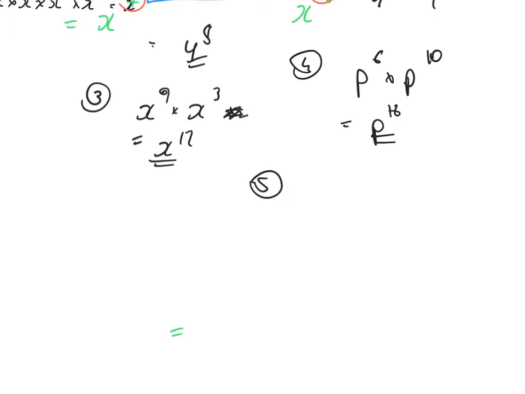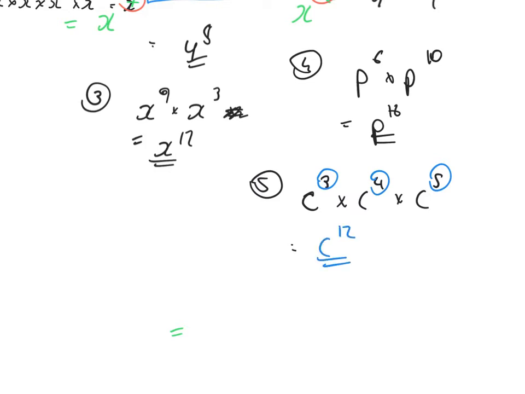Let's look at example 5. Let's see, we've got c cubed times c to the 4 times c to the 5. What do you think you would do there? What about if we just add the 3 powers together? 3 plus 4 plus 5 is 12, and that's the correct answer.